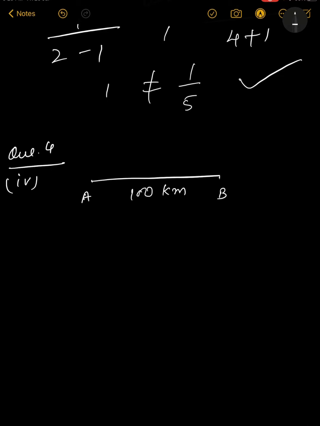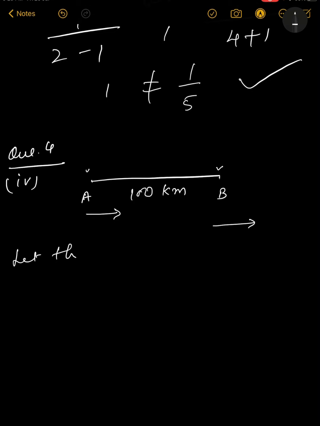One car starts from A and the other car starts from B. One car starts from here and the other car starts from here. If the cars travel in the same direction at different speeds, suppose car A and car B both travel in the same direction, they meet in 5 hours. Let's write it mathematically.